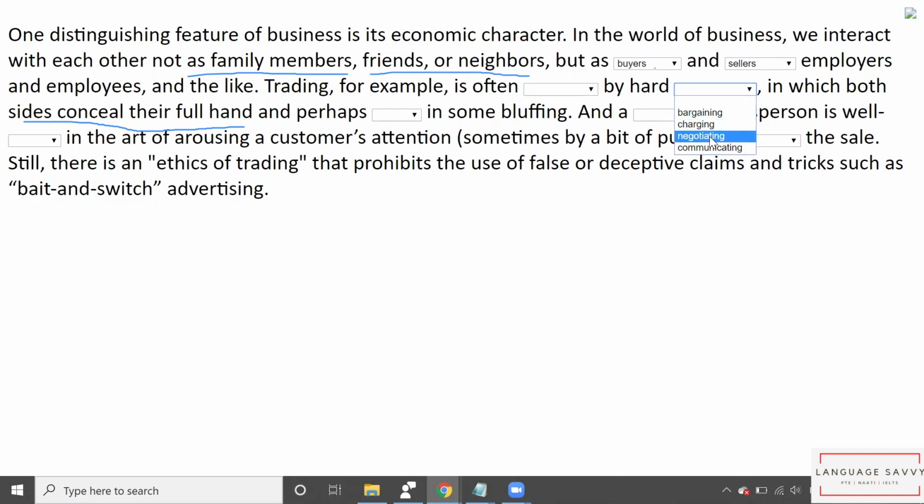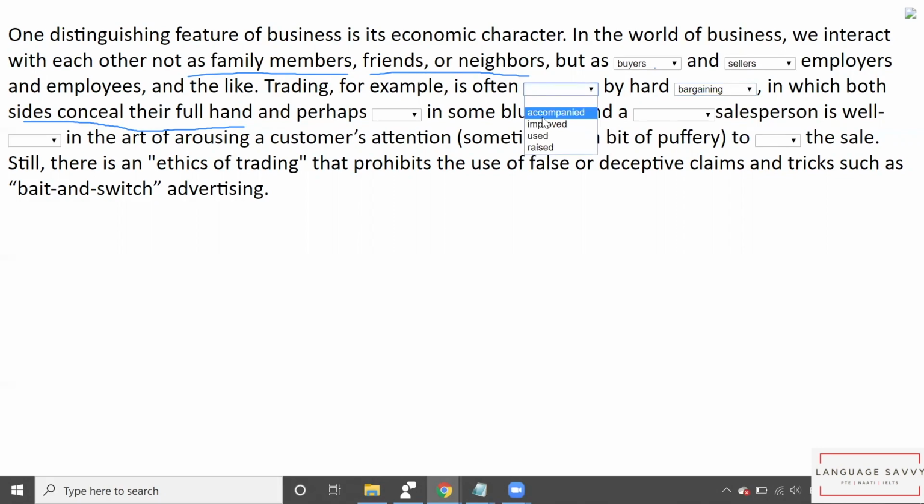But when it comes to negotiating, we negotiate the price. We actually know what is happening. We don't hide anything, we just negotiate the price. But here he's talking about concealing something, concealing their full hand. So it has to be bargaining. Now we know that the answer to the second blank is bargaining. So trading and bargaining are connected. But how are they connected? Where does bargaining happen? It happens in trading, right?